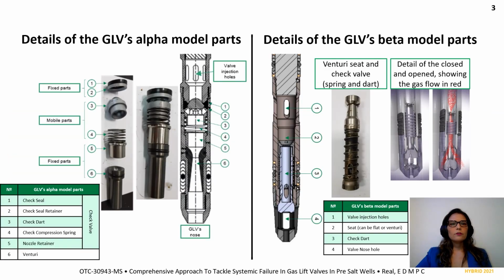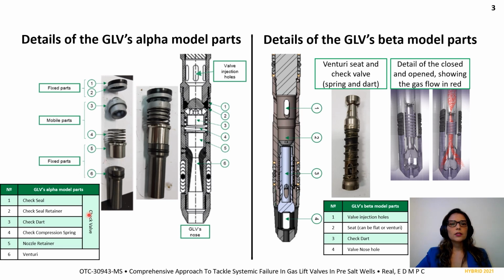Here, you have 2 examples of a high reliability gas lift valve, alpha and beta model. A key part of the high reliability is the check valve. In the alpha model, here on the left, the check valve has 5 parts: the ring, an elastomer, the check seal retainer, a metal, a check dart, a check compression spring, and a nose retainer. The first 2 parts make a double sealing system, elastomer-metal and metal-metal.